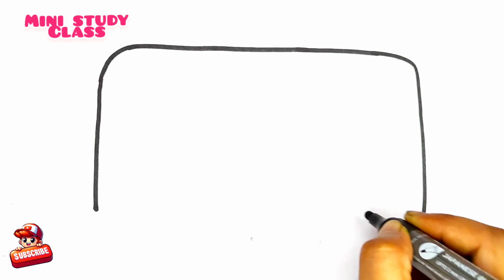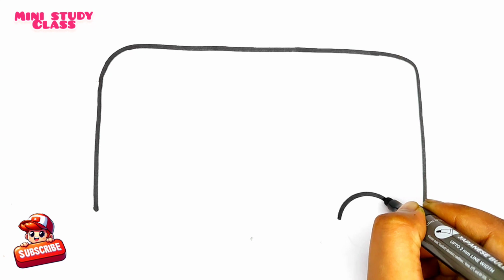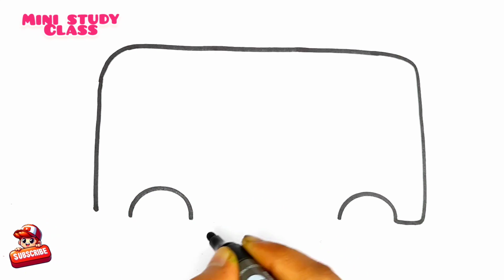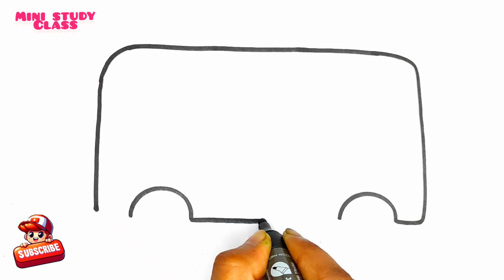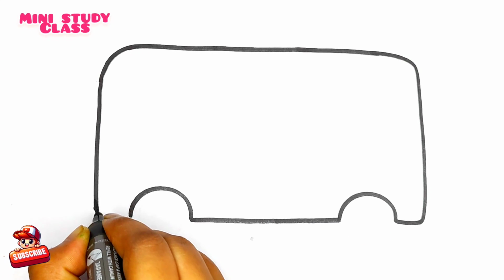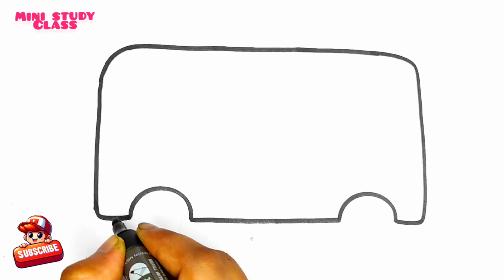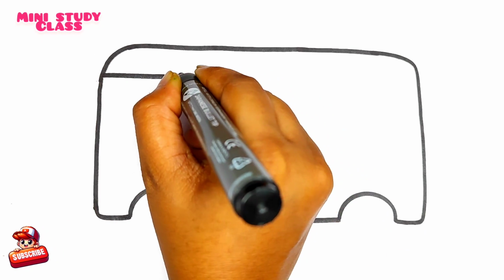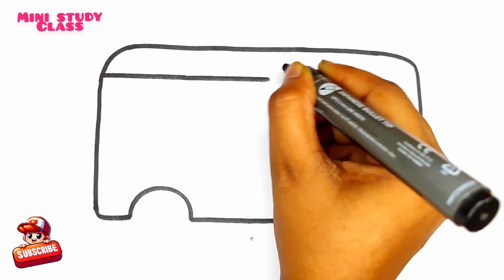Next, we draw the wheels part of the bus. We draw a straight line. Here, we draw a big straight line on the upper part of the bus.